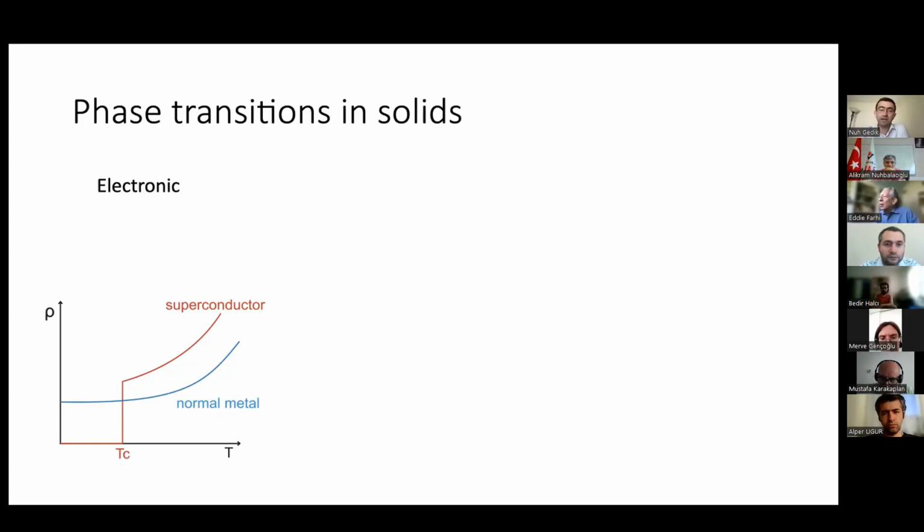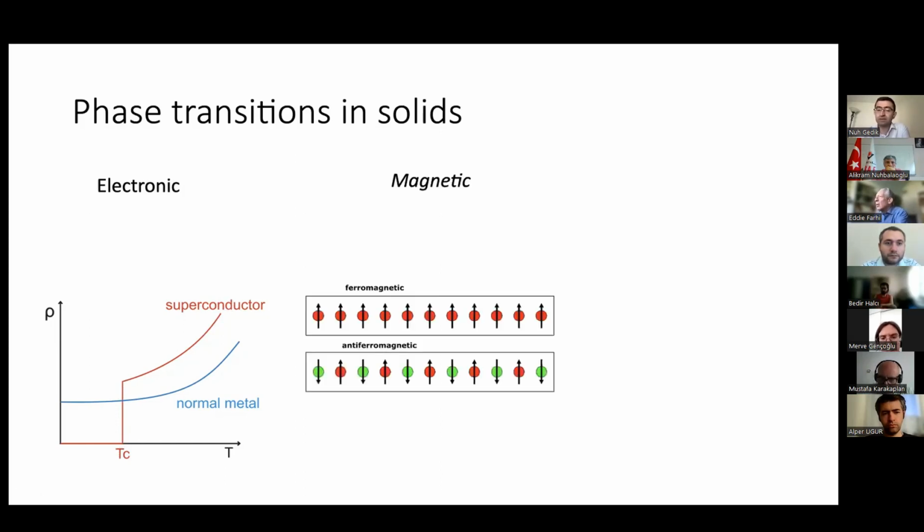So there are different types. One obvious one is an electronic phase transition. You can have solids that actually become superconductors at a particular transition temperature. They lose their resistivity at that temperature. There could be magnetic ones. There are some solids where all the spins align in the same direction. We call them ferromagnets, or they could be anti-ferromagnetic in this fashion.